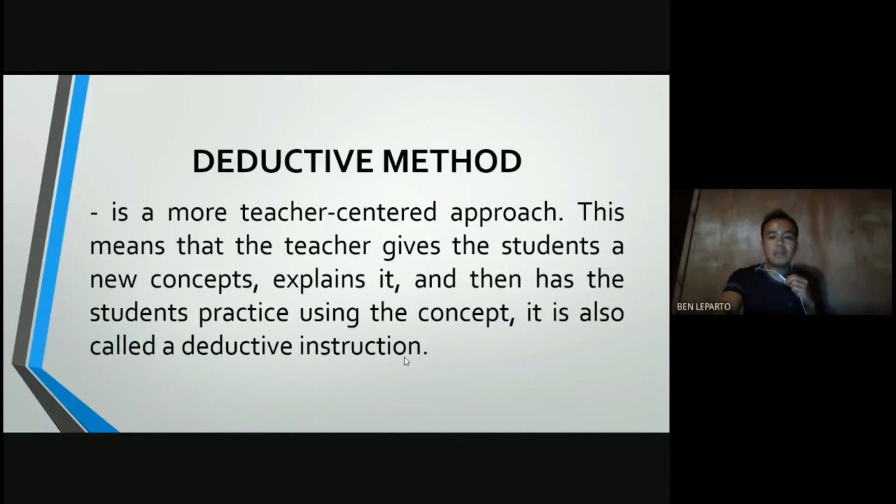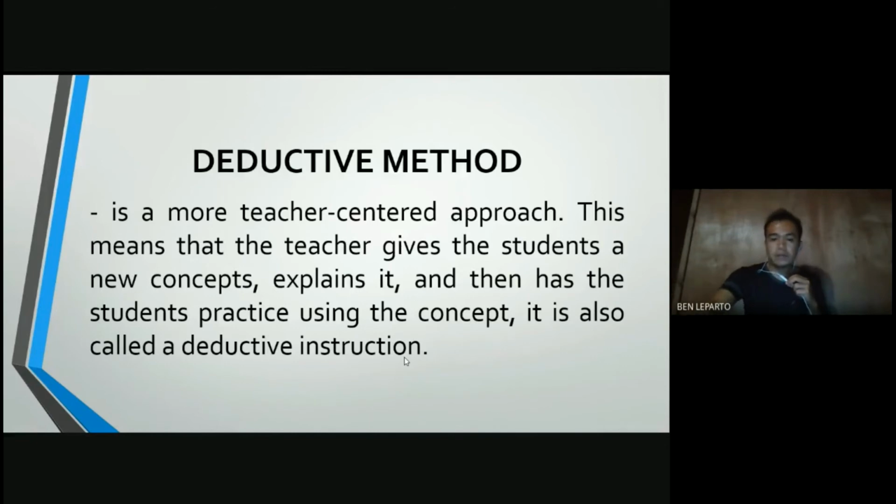So the deductive method is the opposite of the inductive method. It is from general to specific. It is a more teacher-centered approach. This means that the teacher gives the student a new concept, explains it, and then has the student practice using the concept. It is also called deductive instruction.